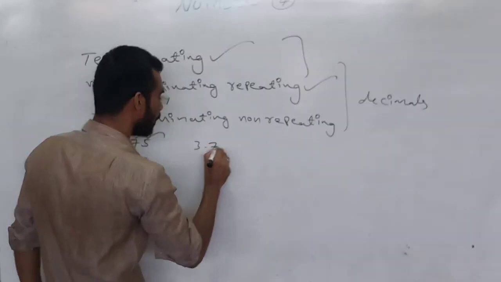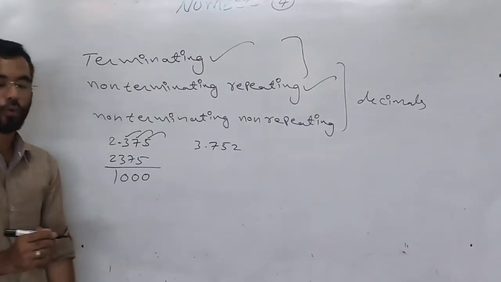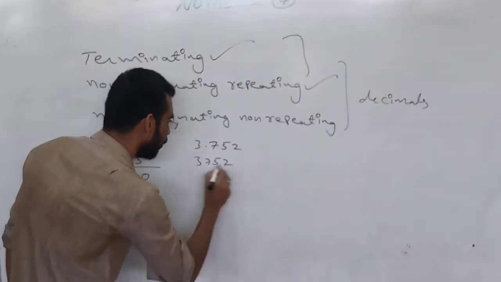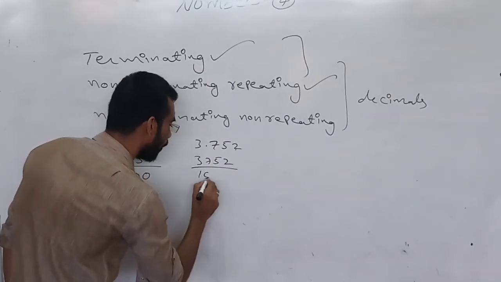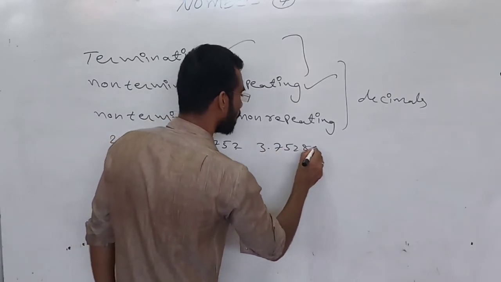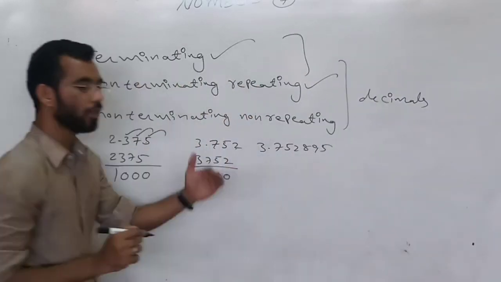Now 3.752. How can you write 3.752? It is 3752 by 1 followed by 3 zeros, 1000. Now 3.752895. How can we write it in the form of p by q?